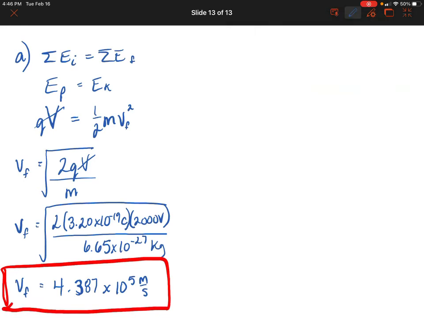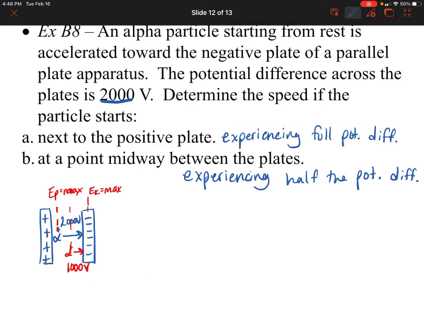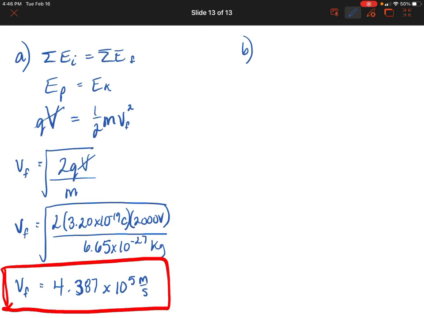Now I want it if it starts halfway in between. Now, the thing is, it's starting halfway in between, so we're not assuming that it has any velocity there. We're still assuming the velocity there is 0. What makes it different is the fact that it's experiencing half as much voltage. So we're going to do the same thing where the sum of energies initially should equal the sum of energies finally. Initially it just has all potential and finally it just has all kinetic, but now it only has half as much potential energy.